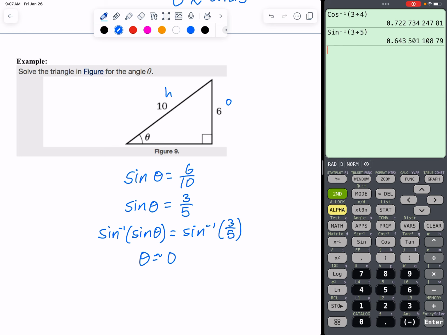And then we're going to do inverse sine of 3 over 5. And that's going to roughly be 0.644 radians. We could do degrees if I wanted to. All I would need to do is switch my mode, and I could find the degrees.